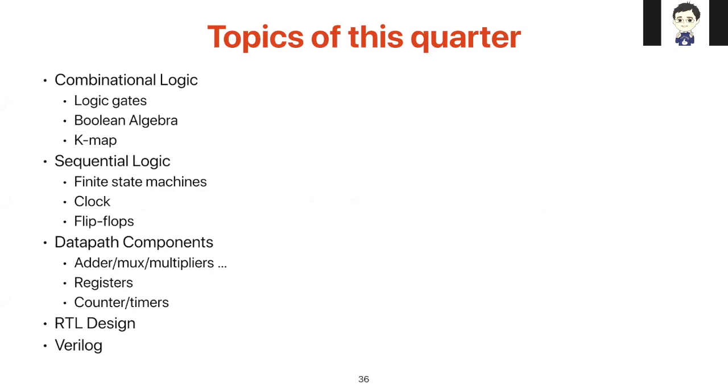Beyond this, these are also the topics that we will learn. We will learn combinational logic. We will tell you about what logic is, what logic gates are, what Boolean algebra is, what a Karnaugh map is. We will tell you about finite state machines. We will have clocks. We will tell you about flip-flops, and we will introduce a few data path components that are common in IC design. And we will talk about RTL, the Verilog.